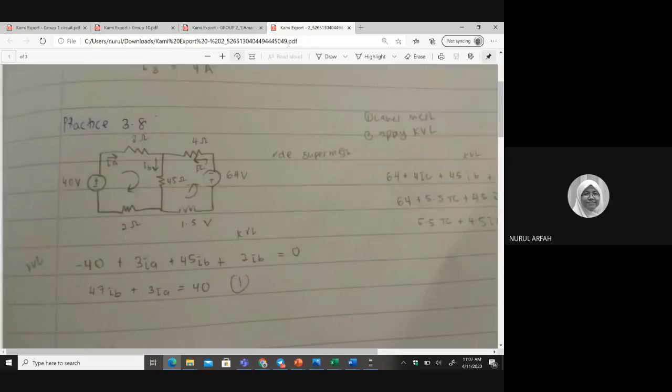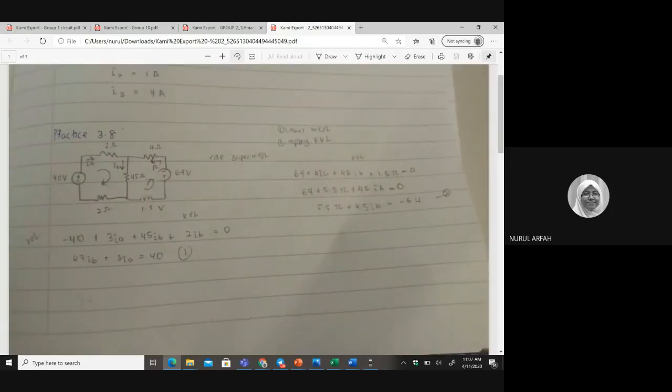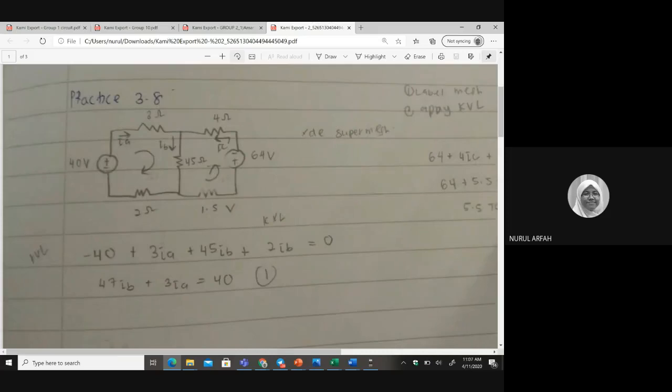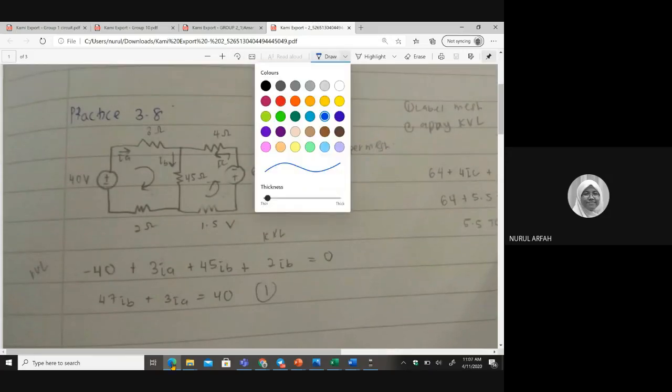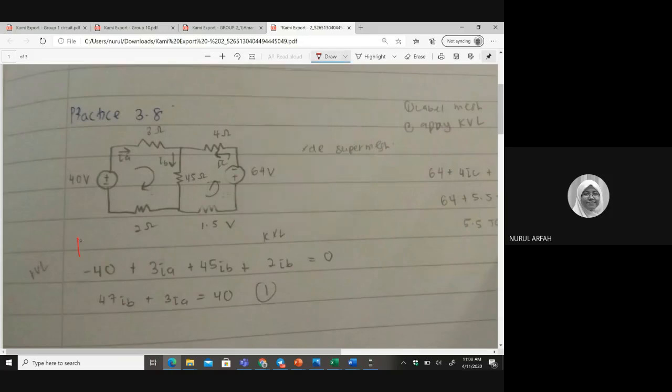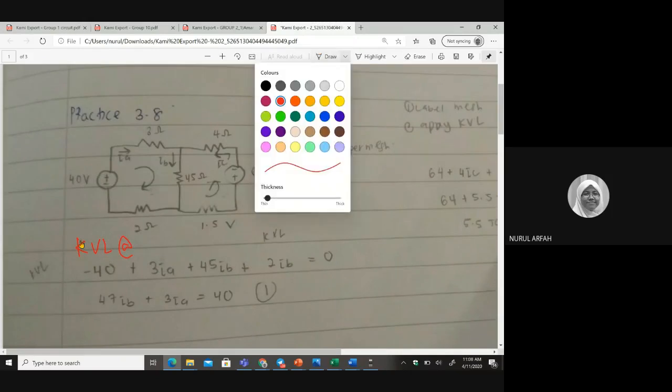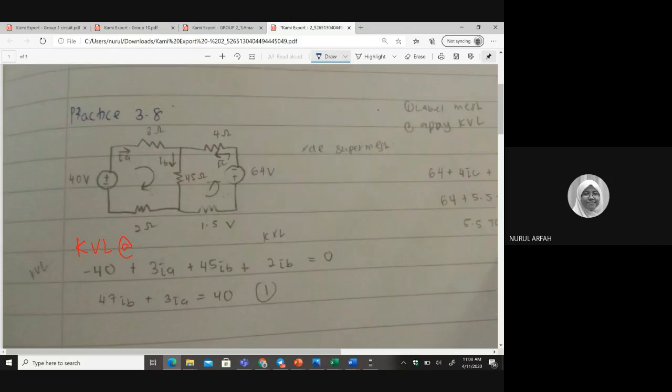Tak ada super mesh, yes. Okay. But Shafiq, try your best to put like this is KCL or KVL. Maybe this is KVL at where? At super mesh. Sekejap, I change the color. At this left loop. And you didn't specify this. Maybe you want to put it. What is this imaginary current?